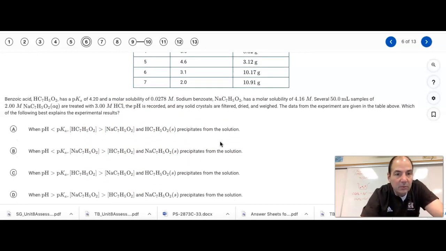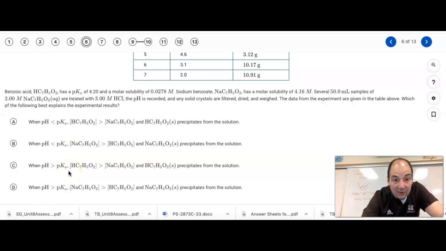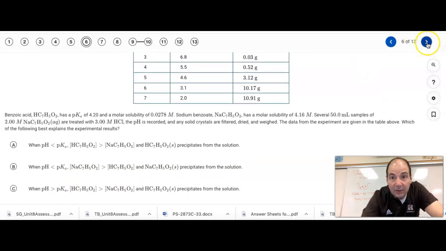Realistically, without even talking about the precipitation, if the pH is less than pKa, then there's no way the conjugate base is greater than the acid. So we know the pH is not greater than pKa, so that eliminates C and D. So really, it had to be A just on that basis alone.